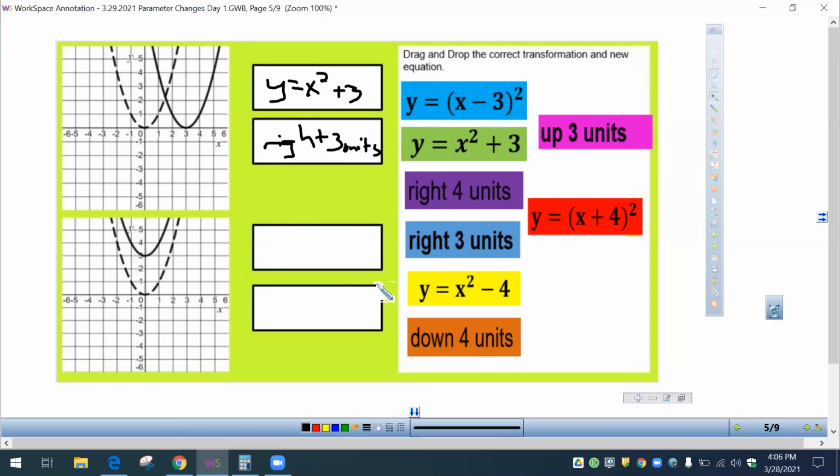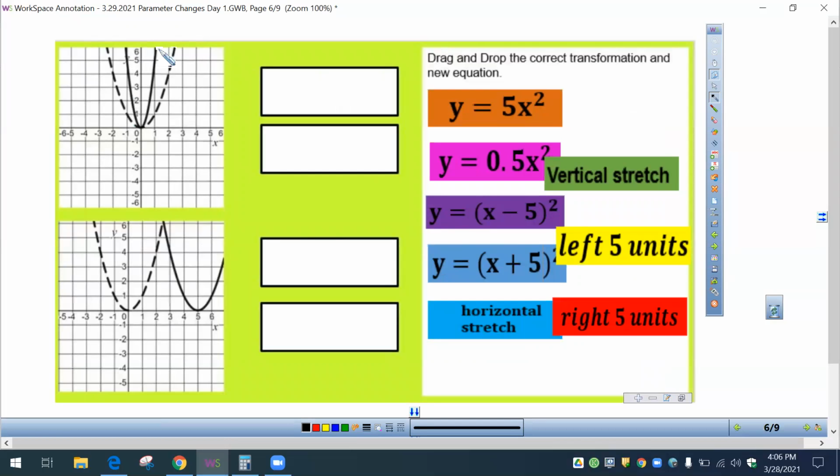All right, and this one, you can tell moved up 3. So your job is just to figure out what is the parent function. All right. Same thing over here. They give you the parent function right here. You're gonna tell me what happened. So you'll pick one of these, graph it, and then tell me what happens.